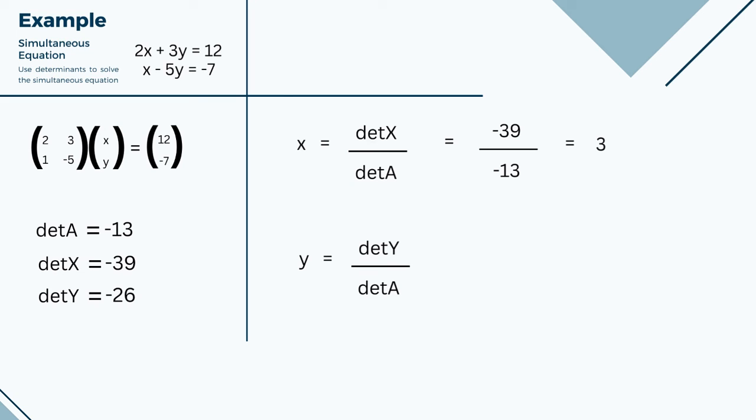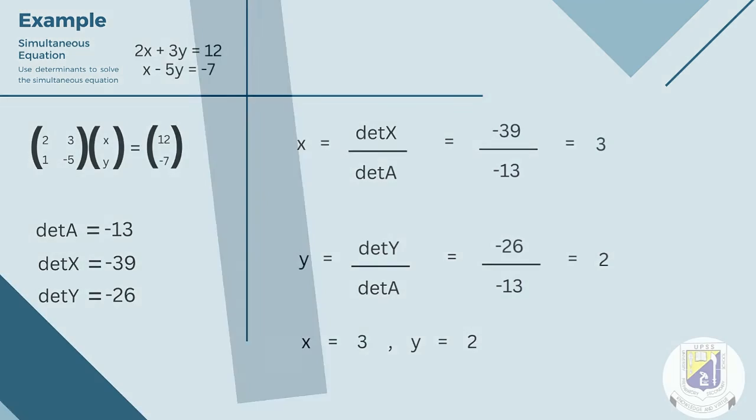The next thing is to find y. To find y, we divide det y by det A. So we'll substitute the values of det y and det A. The value of det y is minus 26 and the value of det A is minus 13. So minus will cancel minus. 26 divided by 13 will give us 2. So we have found x and y. x is 3 and y is 2.